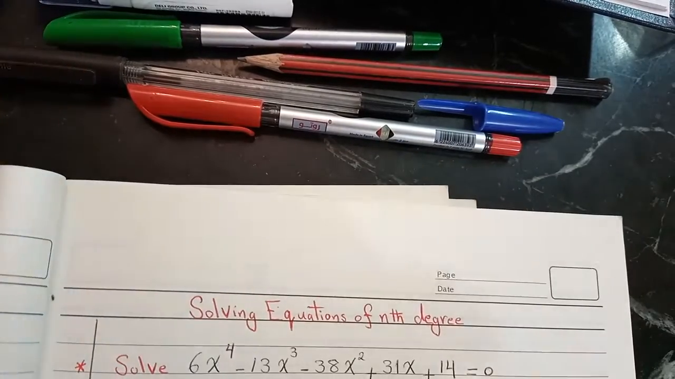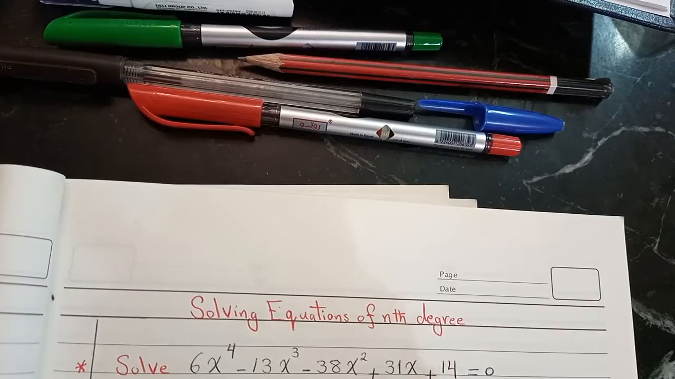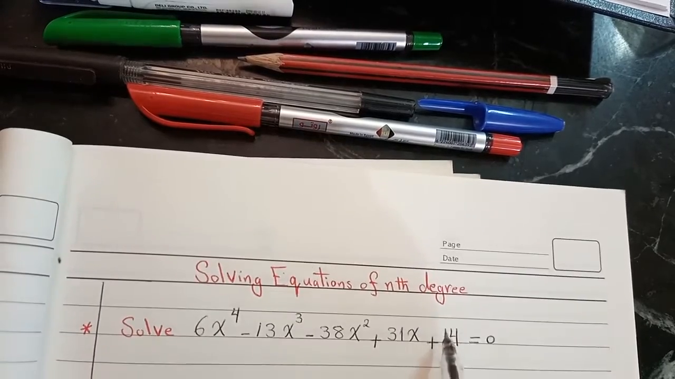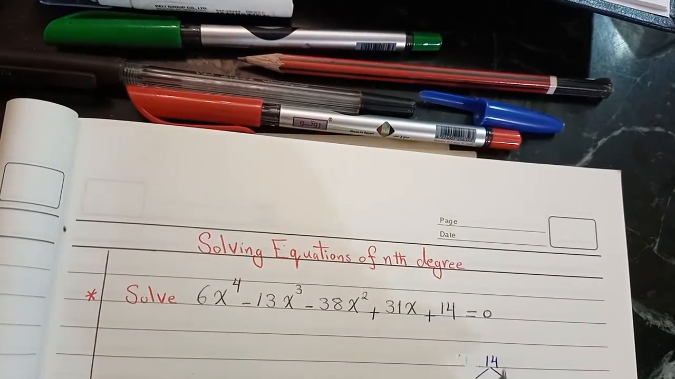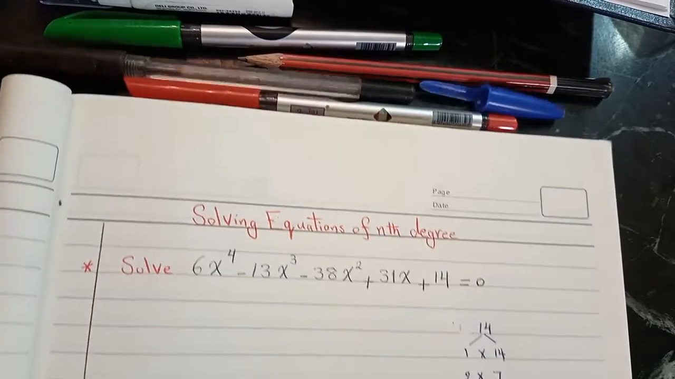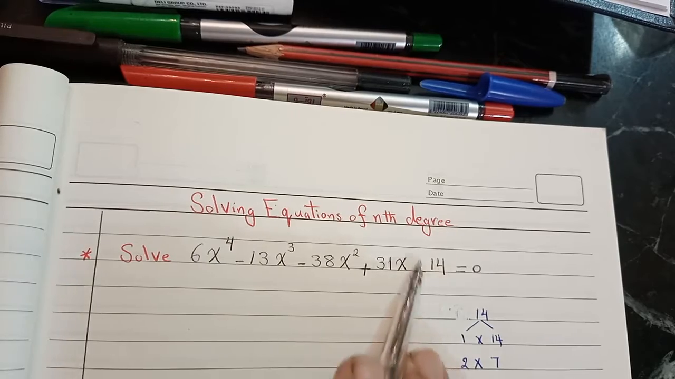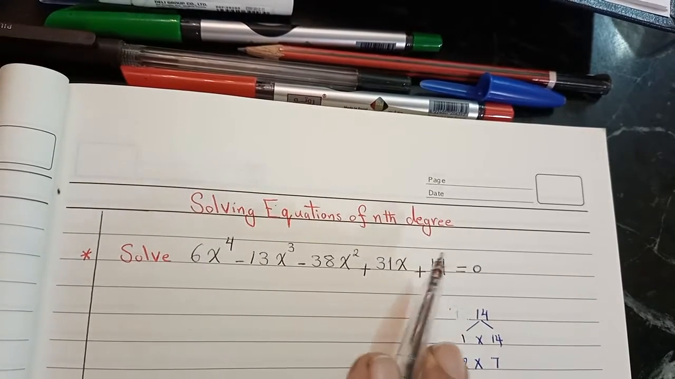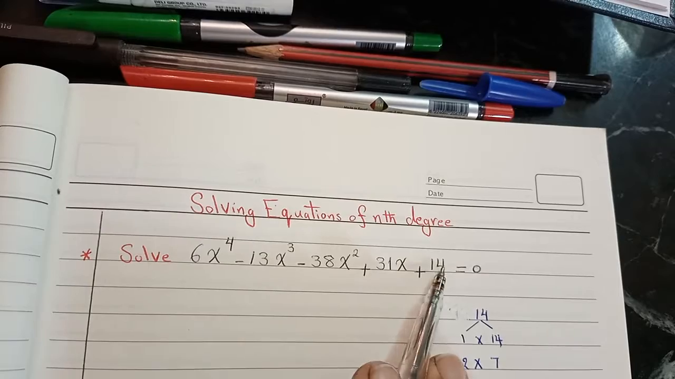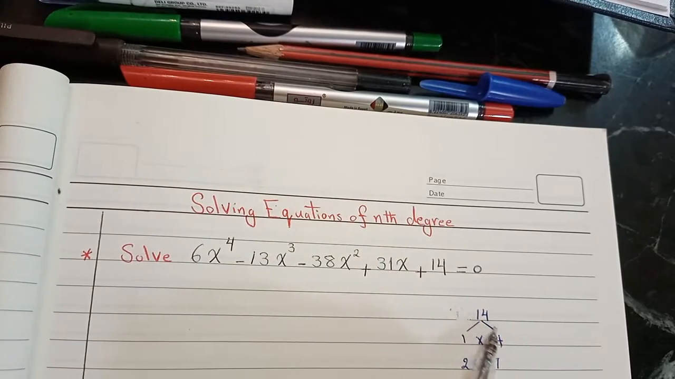What is next? Next thing is to take the absolute term and find its factors. That absolute term is the number that has no x at all. There is no x written, only a whole number, which is 14. I found its factors. It's 1 times 14 and 2 times 7. There are no more factors for this number.